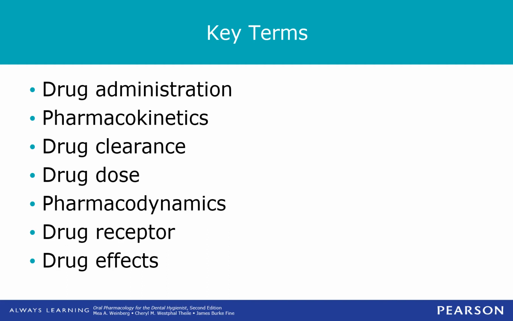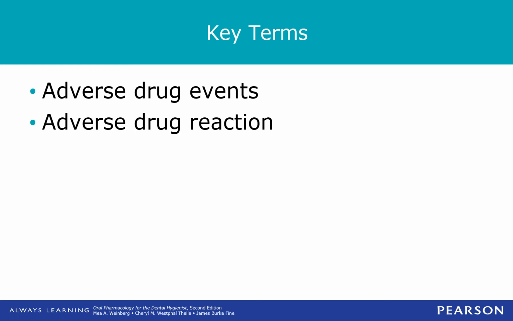Key terms of this chapter are drug administration, pharmacokinetics, remember what the definition of that is, drug clearance, drug doses, pharmacodynamics, remember that definition, drug receptors, drug effects, adverse drug events, and adverse drug reactions.